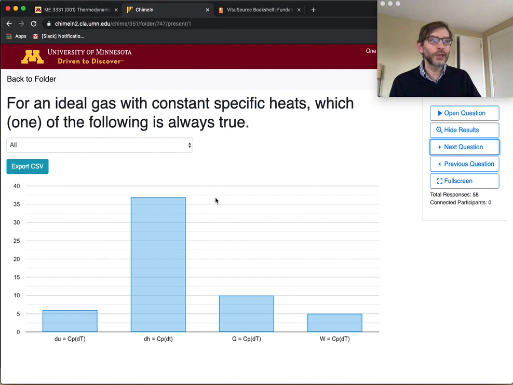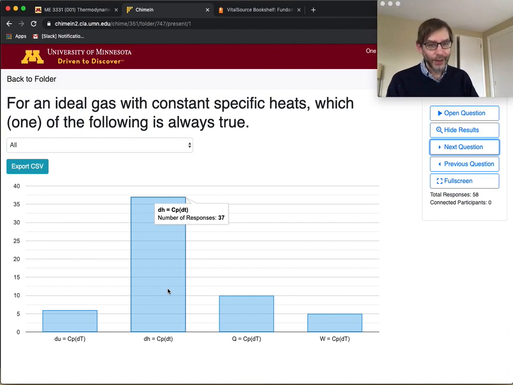The next question is, for an ideal gas with constant specific heats, which one of the following is always true? The key here is always, right? So du equals CvdT is not right. The first one isn't correct because it would be du equals Cv dT, the constant volume specific heat, as we went through in class. Please review that one. This is the correct answer, so at least people are getting the correct answer as the most frequent answer.